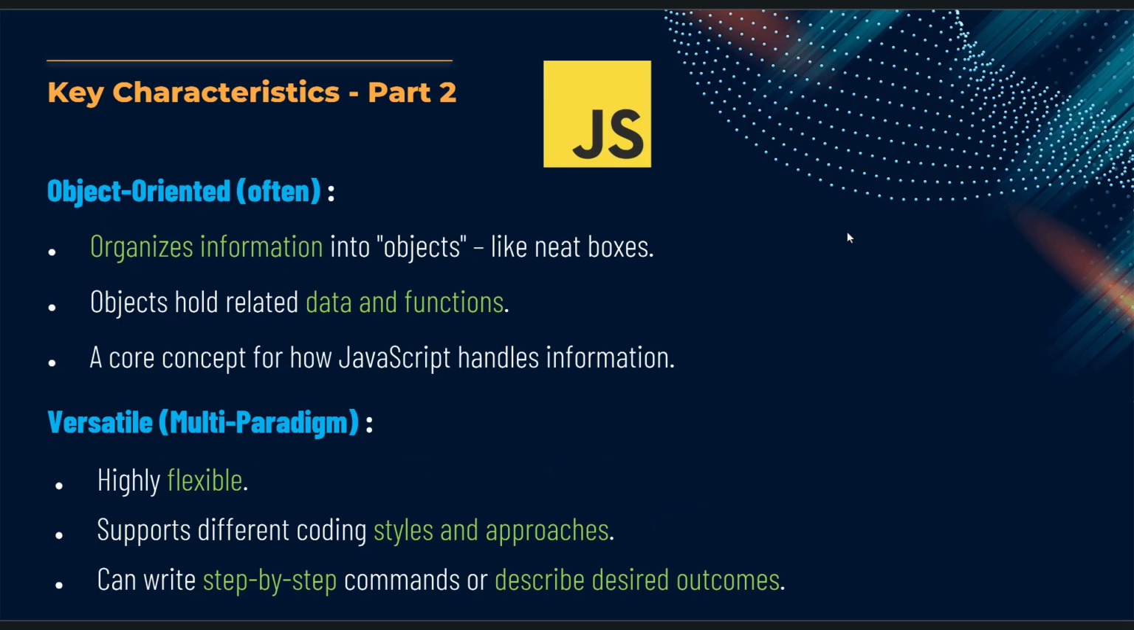JavaScript is also often described as object oriented. Don't let the fancy term scare you. For now, just think of it like organizing information into neat boxes. Each box, or object, can hold related pieces of data and even functions that can do things with that data. We'll dive deep into objects later in this course, but it's a core concept for how JavaScript handles many types of information.